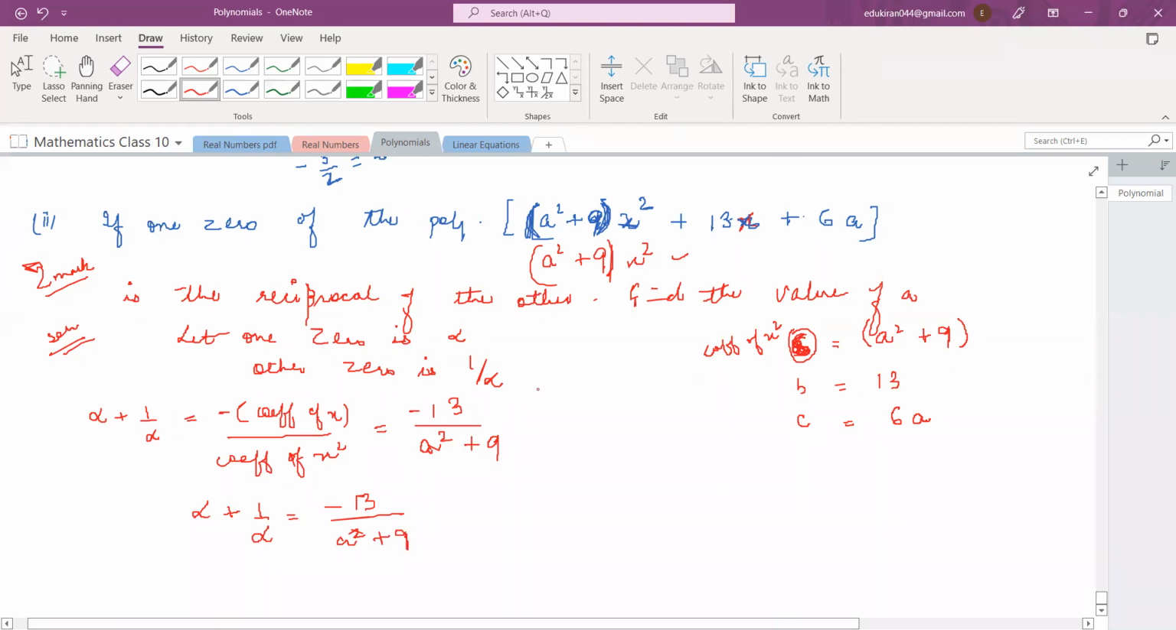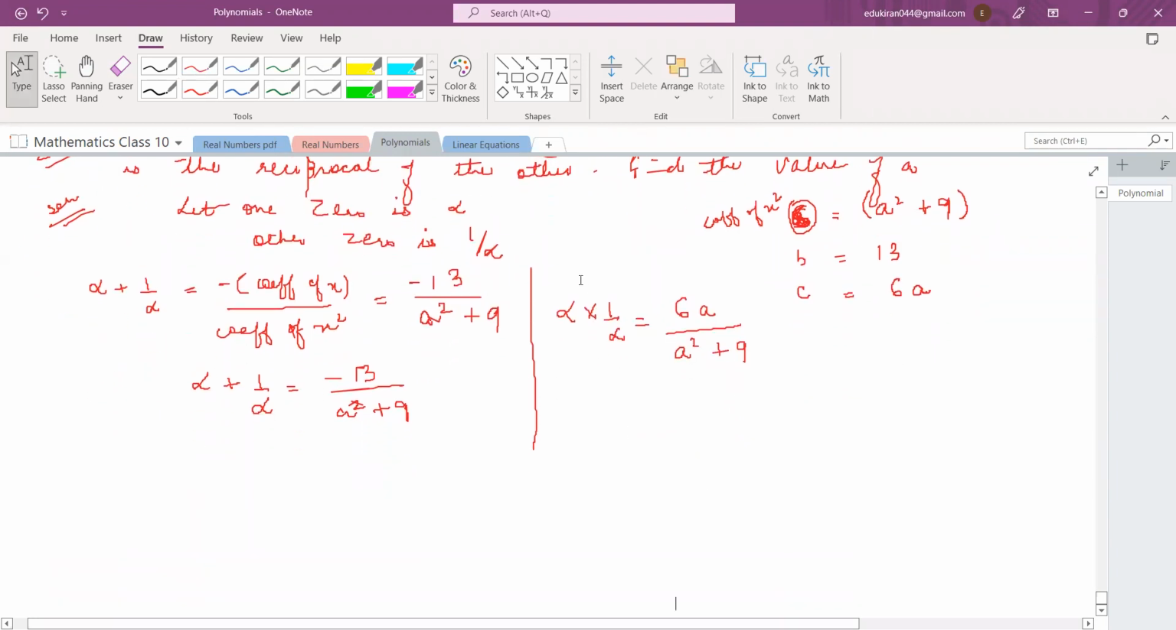Next we know the product of zeros. That means alpha into 1 by alpha should be c by a. So c is 6a divided by the coefficient of x square, that is a square plus 9. Right? Now we have to find the value of a. Look at the first equation. Do you think we can solve it?